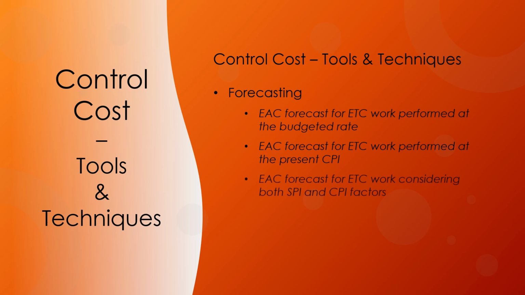In this forecast, the ETC work will be performed at an efficiency rate that considers both the cost and schedule performance indices. This method is most useful when the project schedule is a factor impacting the ETC effort. Variations of this method weight the CPI and SPI at different values, and this also depends on the project manager's judgment.